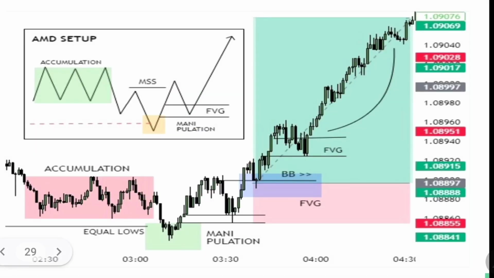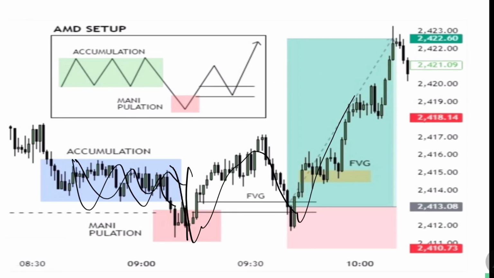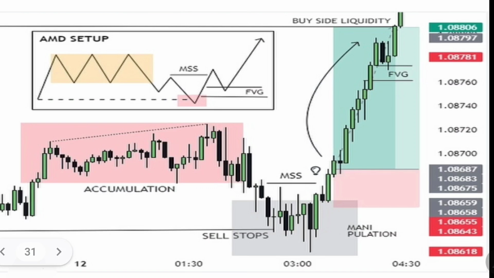That was for a buy scenario. Here as well for a buy scenario. You can see this one as well. You can see this lovely setup that played out. These are previous setups that have played out in time past. This is also accumulation, manipulation, and distribution. You can see another one here as well. These are beautiful setups that have played out in time past.